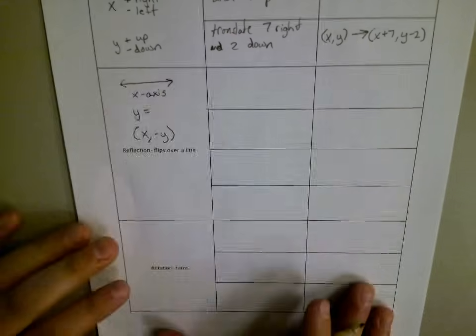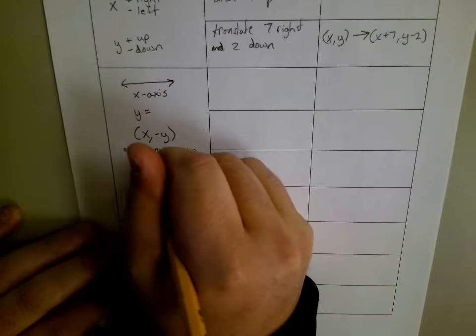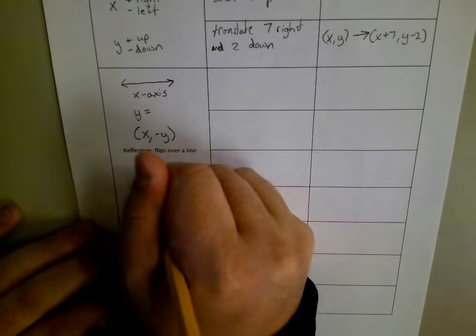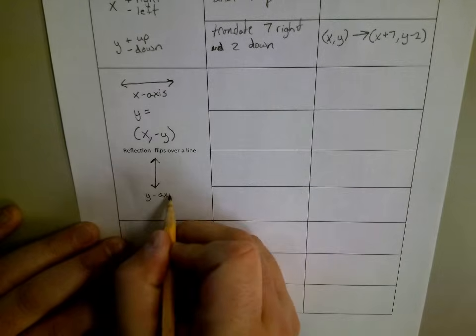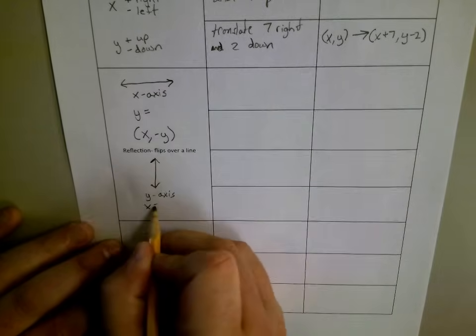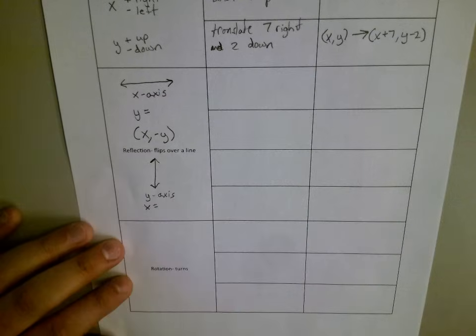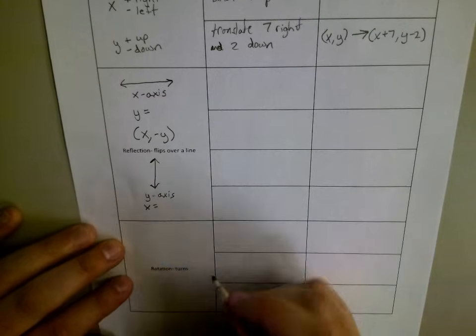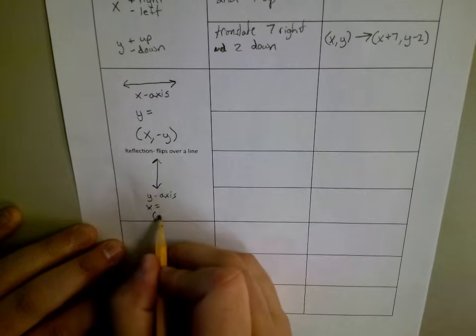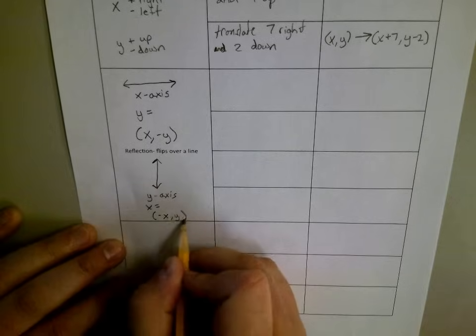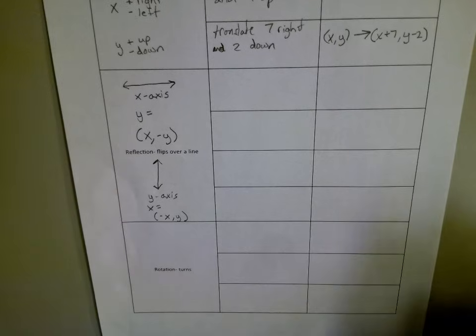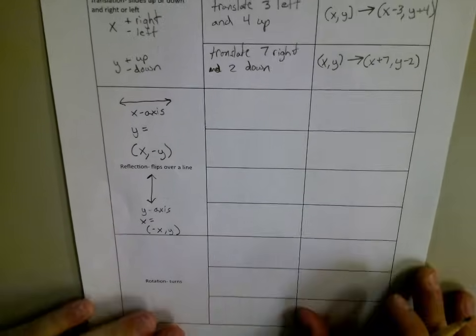And then we also have vertical lines, where this is like your y-axis, or also you could have x equals some number, and it will get you a line that's straight up and down. What will happen here is you'll take the opposite of x, and the y stays the same. So this one's a little bit trickier than the translation.